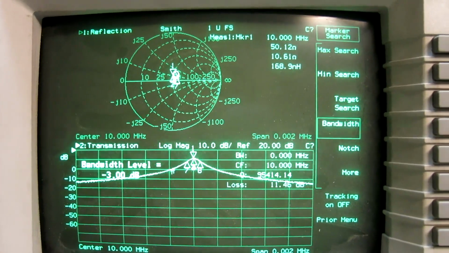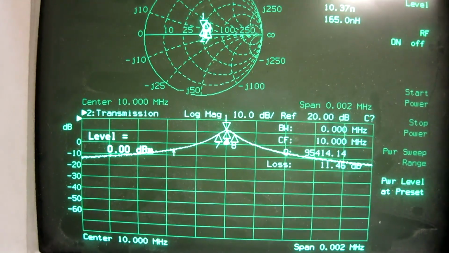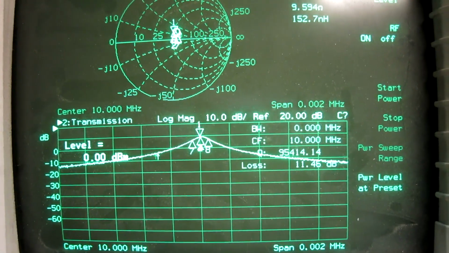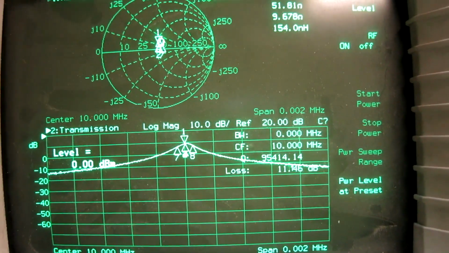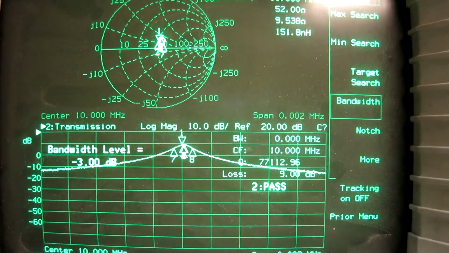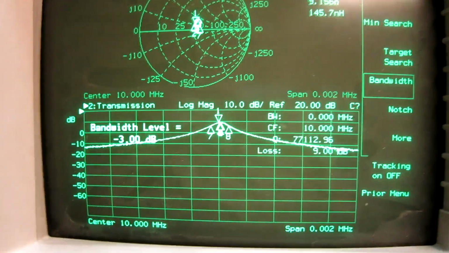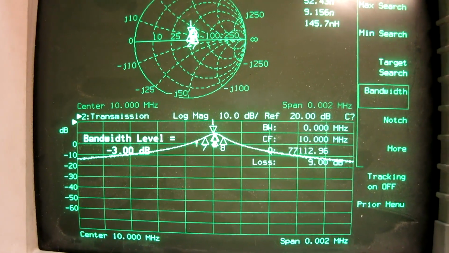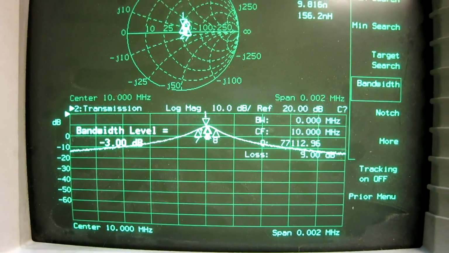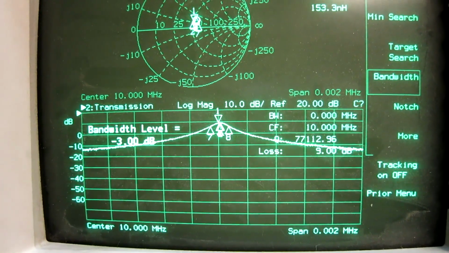I can increase the power and you can see the curve becomes lower, and if I look for the Q, marker, search, bandwidth, the Q is down at 77,000. This means this level is a little too high for the crystals. Or maybe there is some compression in the transistor. I cannot say for sure on this study, but I think it's the crystals.